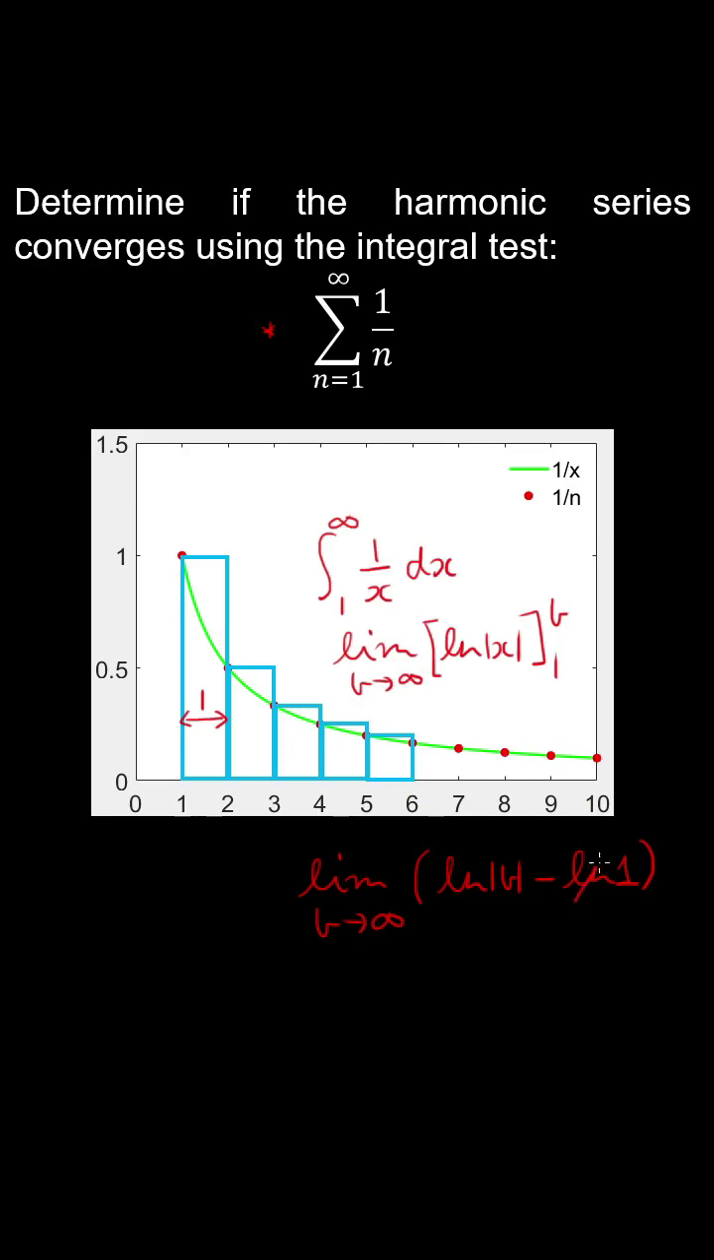And as we can see, the natural log of 1 is 0, and as b goes to infinity, so does the natural log of b, so therefore the series diverges. Even though these terms keep getting smaller and smaller, the rate of convergence is very slow, so the sequence of partial sums will never converge.